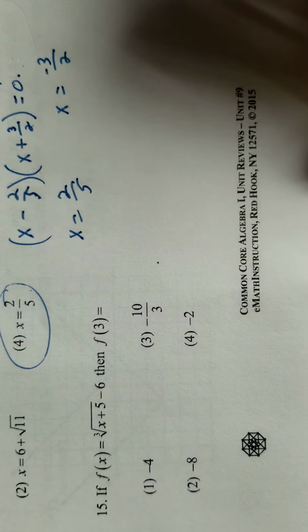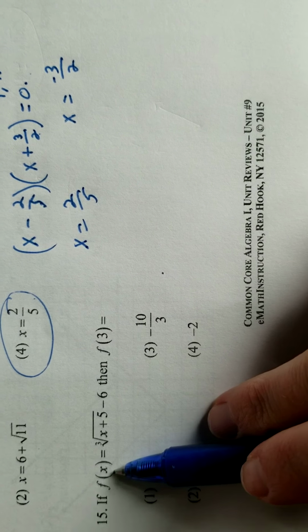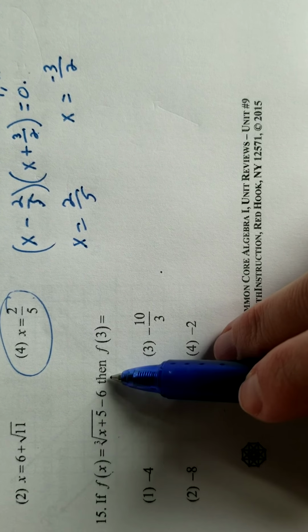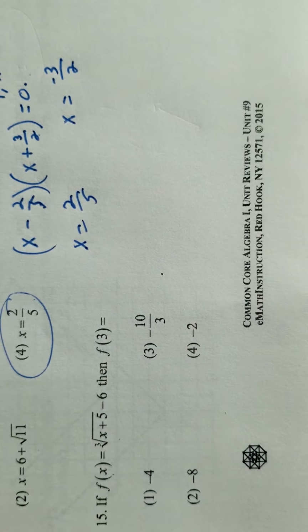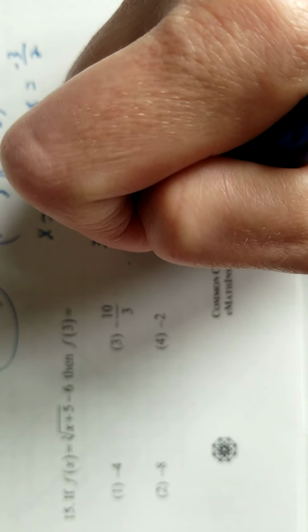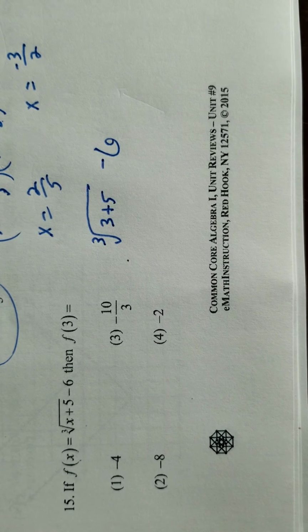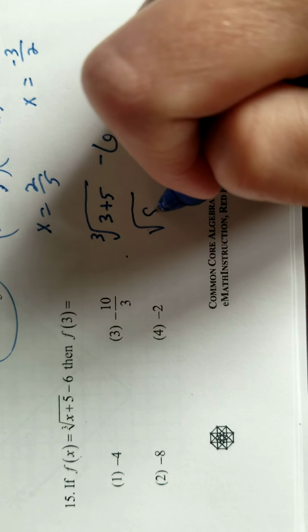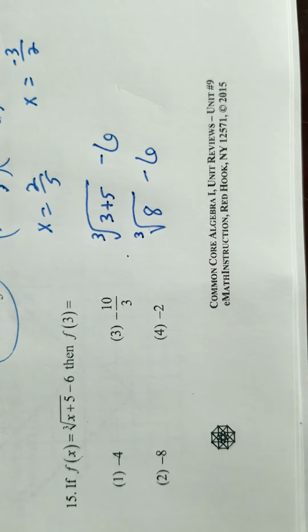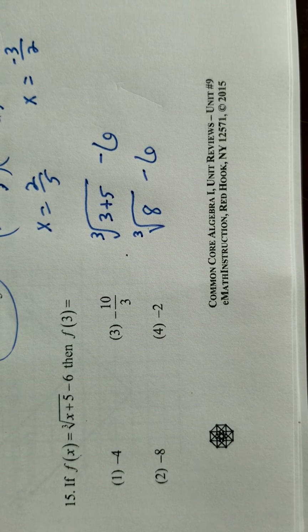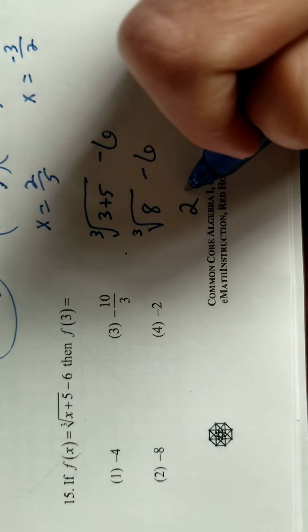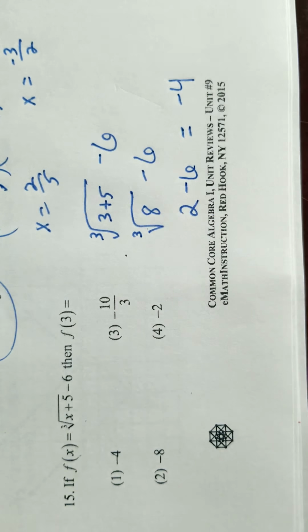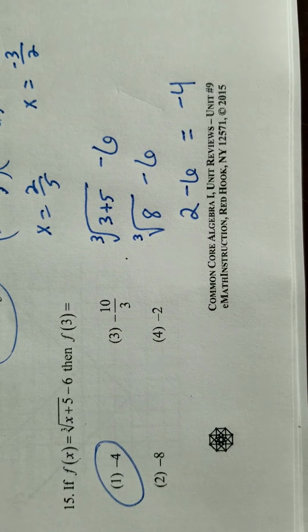15. It's going to be a long video, a lot of problems. You've got the function f of x equals the cube root of x plus 5 minus 6. Then, what happens when f is 3? So we're going to plug in 3 here. So I've got the cube root of 3 plus 5 minus 6. 3 plus 5 gives me 8. The cube root of 8. So you have to think about what times itself three times gives me 8. And 2 is the cube root of 8. 2 minus 6 gives me a negative 4. So that is my output, number 1.